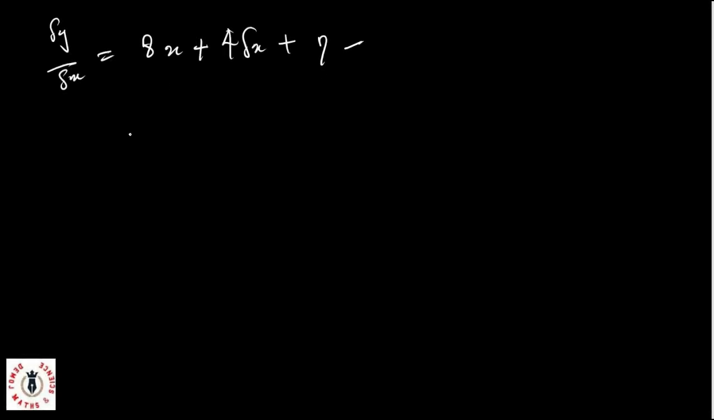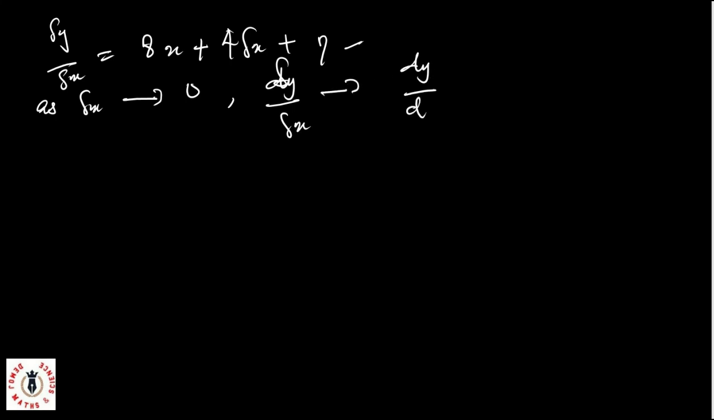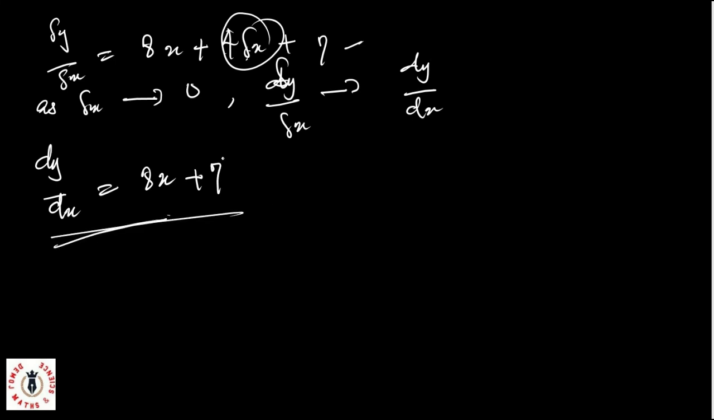Here's where we got to. As delta x now tends to 0, from first principle, we know that my change in y over change in x will also tend to dy/dx. So that obviously my dy/dx will be the same thing as 8x plus delta x, which is tending to 0, times 4. The whole of this will become what? 0 plus 7.